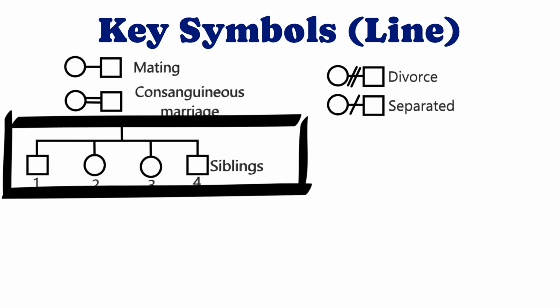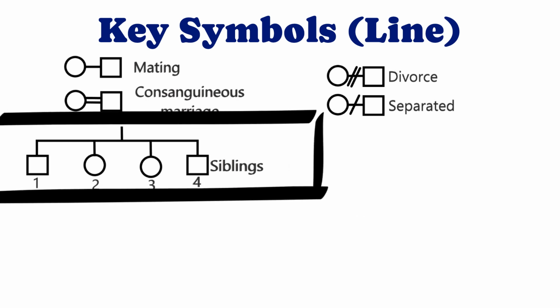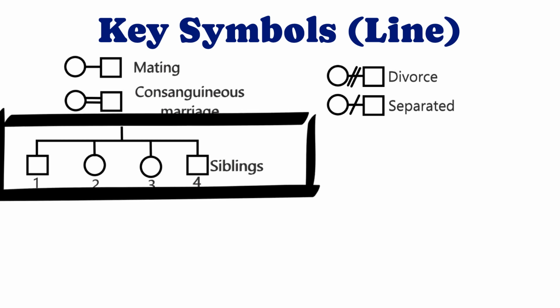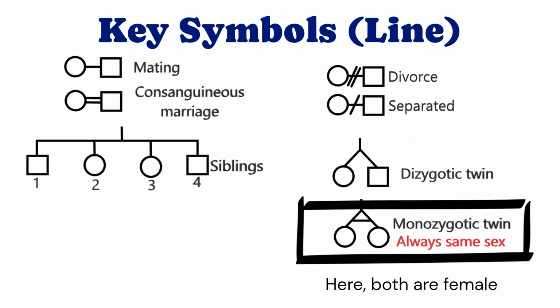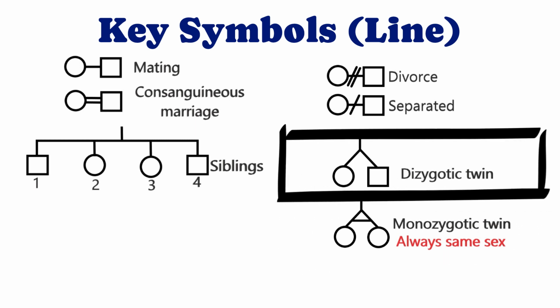A vertical line descending from the mating line represents their biological children. Siblings are placed in birth order from left to right and are labeled with Arabic numbers. For identical twins, an extra line is drawn between these lines, resulting in a shape that looks like a big A. These symbols represent non-identical twins.